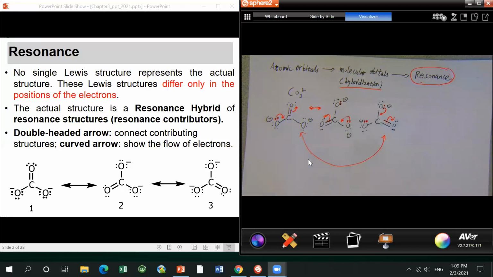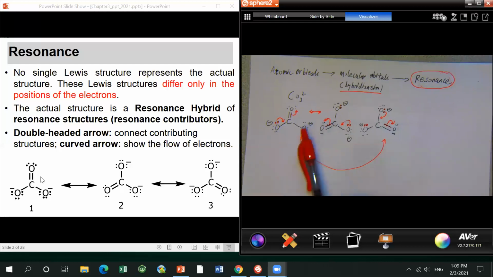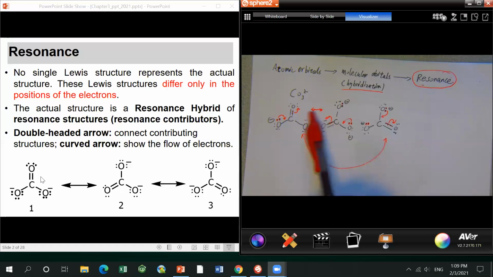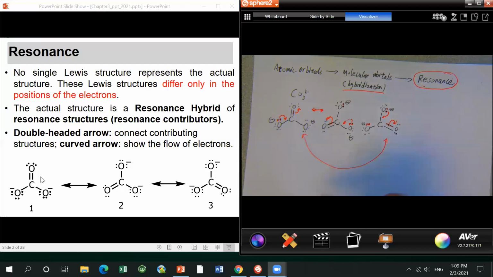And so the actual structure is just a hybrid of all these resonance structures, also called resonance contributors. For the two resonance structures, we use a double-headed arrow to connect them. Then we use curved arrows to show the movement of the electrons, something like this.